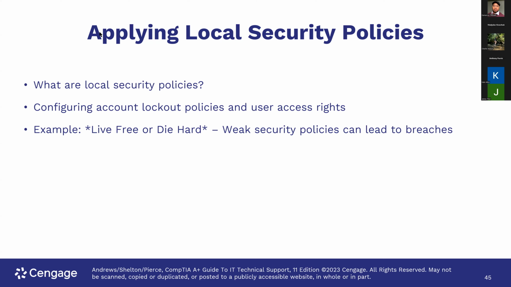So here's another one. Applying local security policies. We talked about what they were and where they were and how to edit and configure them. An example of this is in the movie Live Free or Die Hard. In that show, it does get a little techie. They exploit the weak security policies and it shows that that could lead to a breach.